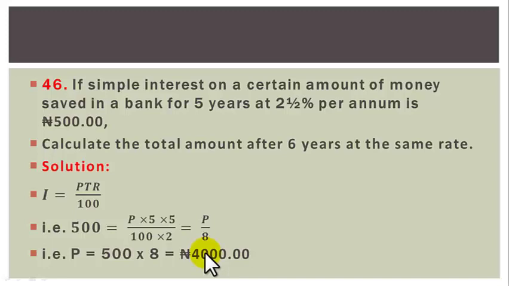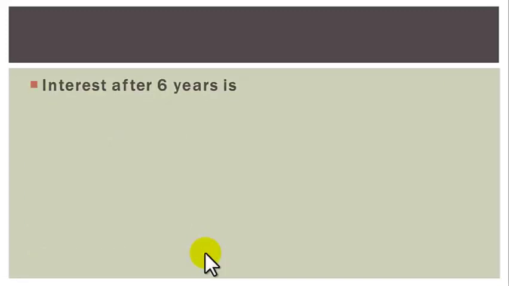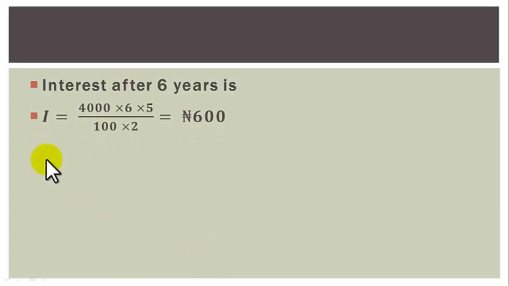Now we are to use this amount to calculate the total amount after 6 years. Interest after 6 years will therefore be I equals the principal times time, which is now 6 years, times the rate, which is 5 all over 2 all over 100. And this will give us 100 will cancel 4,000 to give us 40. 2 will cancel 40 to give us 20. And 20 times 6 times 5 will give us 600. So therefore the interest on the principal after 6 years is 600 naira.